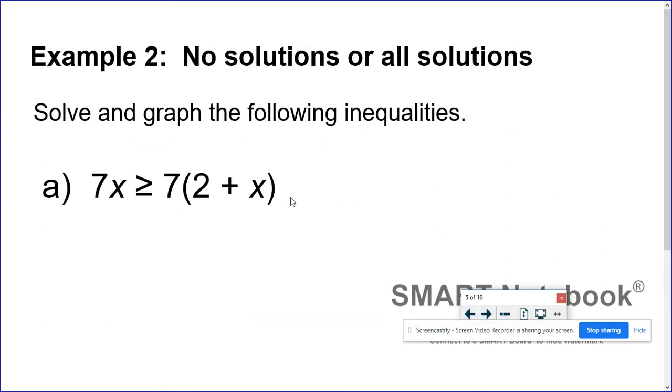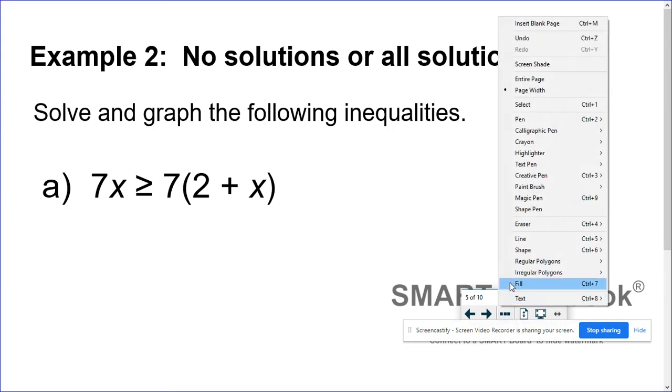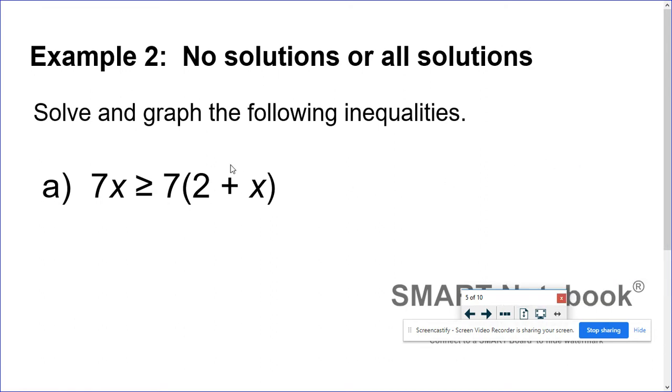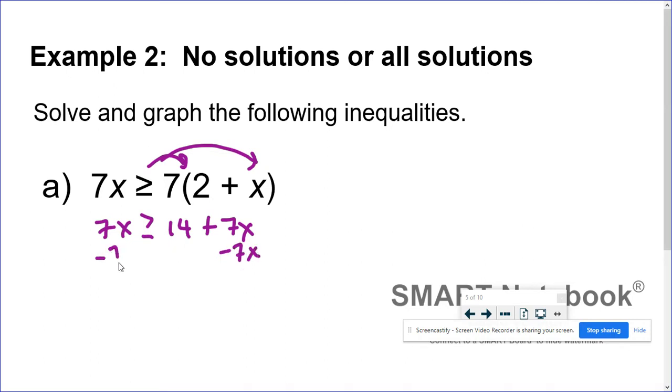All right, so some inequalities are not going to have a solution, or they're going to have infinite solutions. So let's look at those scenarios. First thing I would do here is distribute the 7. So you have 7x is greater than or equal to 14 plus 7x. Just like an equation that has variables on both sides, I'm going to try to move in one direction or the other. So I'm going to subtract 7x to try to move variables to the left.